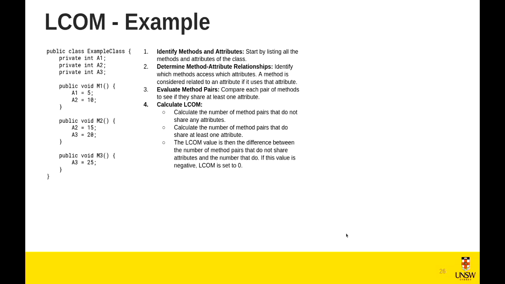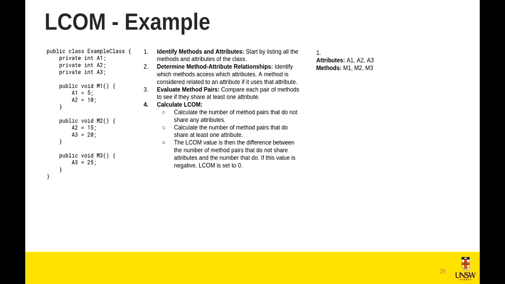Let's use this example to demonstrate how we calculate the LCOM, and let's follow the steps of the definition here. The first step is to list all the attributes and methods. So what are the attributes for this class? It's pretty straightforward, right? A1, A2, and A3. And what are the methods here? Yes, M1, M2, and M3.